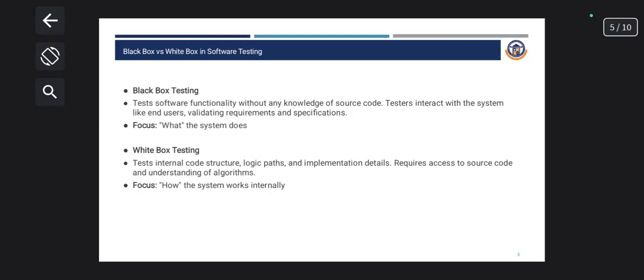So in black box testing, testers check software functionality without any knowledge of the source code. They interact with the system like end users, validating requirements and specifications. The focus here is on what the system does. On the other hand, the white box perspective shows everything inside the system. All components, relationships, and logic are fully visible.